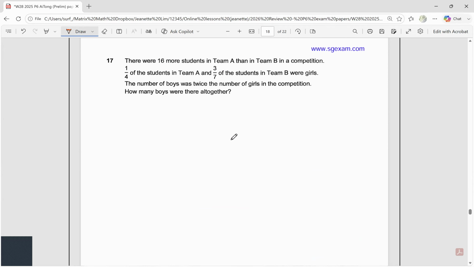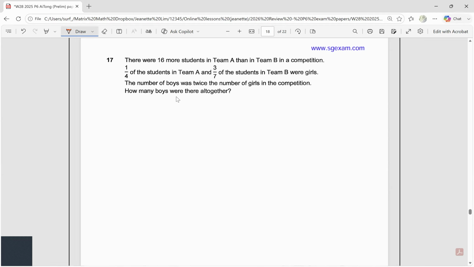Question 17. There were 16 more students in Team A than in Team B in a competition. 1/4 of the students in A and 3/7 of the students in B were girls. The number of boys was twice the number of girls in the competition. How many boys were there altogether? This question is quite challenging, but I'm going to use a model to show you how you can do this question.